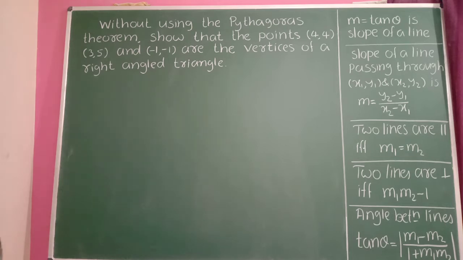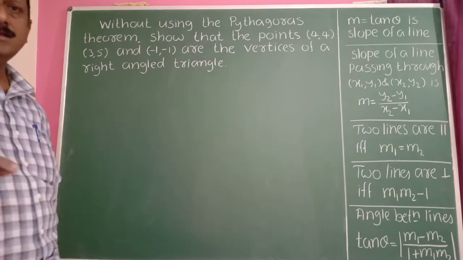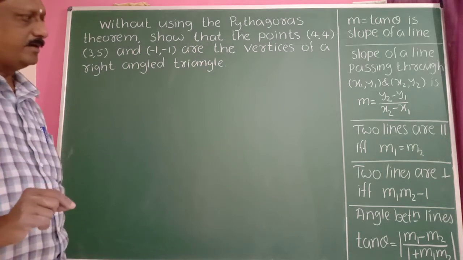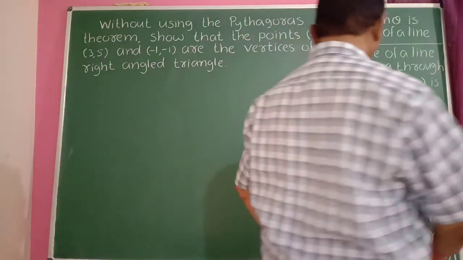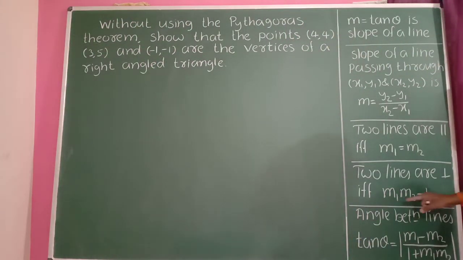So without using Pythagoras theorem, show that the points (4, 4), (3, 5) and (-1, -1) are the vertices of a right angled triangle. In a right angled triangle, one angle is 90 degrees. Here, if the product of the slopes is equal to minus 1, then the two sides are perpendicular to each other.